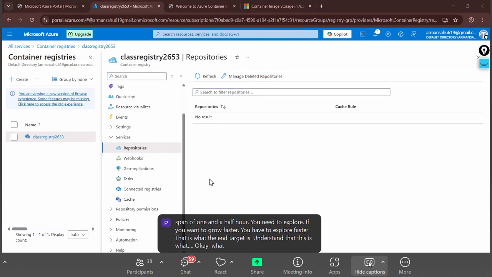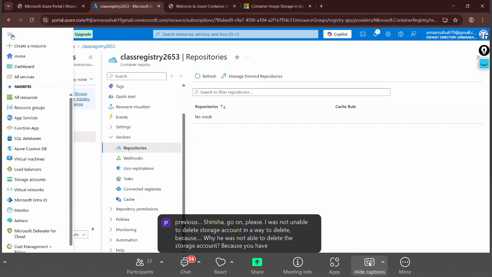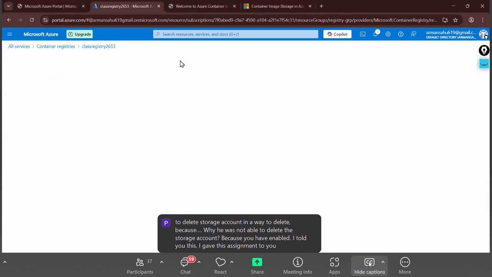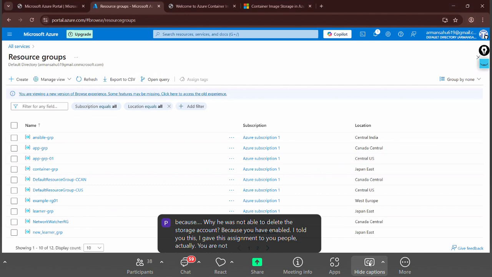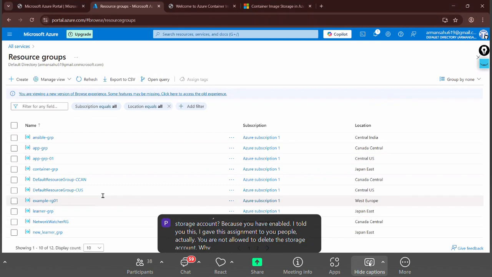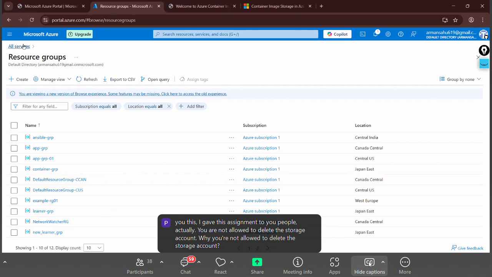Okay. What about others? Sir, one query for the previous. Shirisha, go on, please. I was unable to delete the storage account. Why were you not able to delete the storage account? Because you have enabled it. I told you this. I gave this assignment to you people actually. You are not allowed to delete the storage account. Why are you not allowed to delete it? What do you have to do, Shirisha?